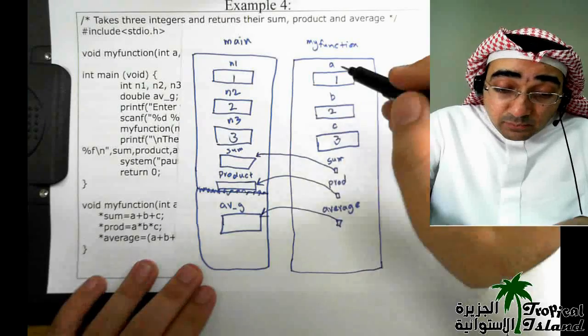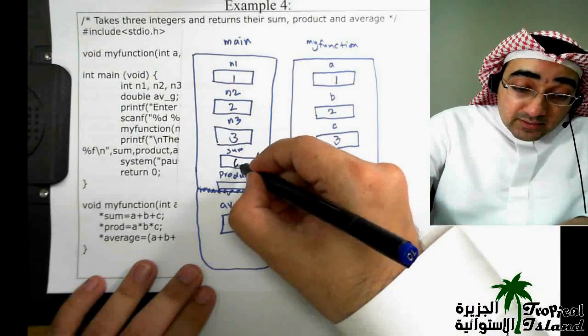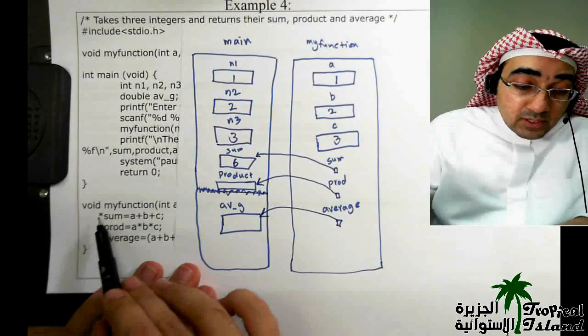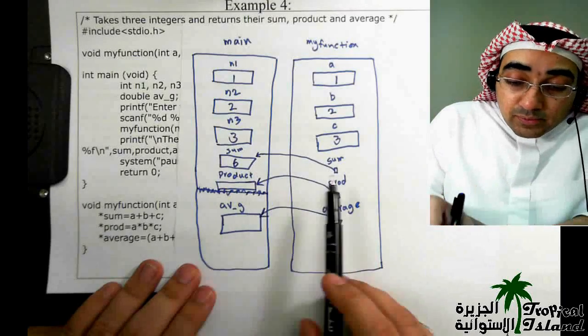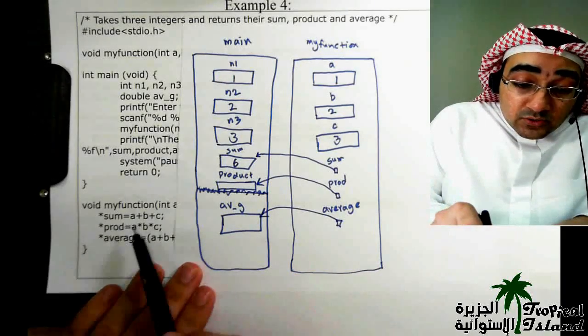So what's sum pointing at? It's pointing at the sum. So I'm going to go store 6 over here. Okay, so this is a value that's pointed by sum, which is this one. And I'm going to go and store the value of 6 over here.